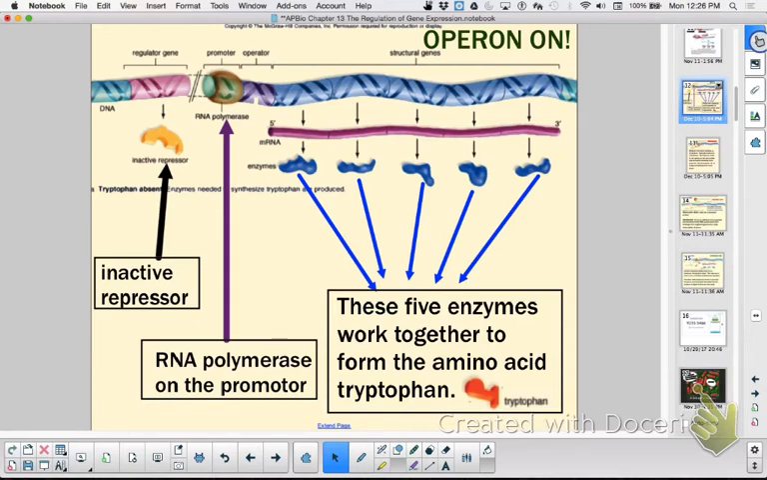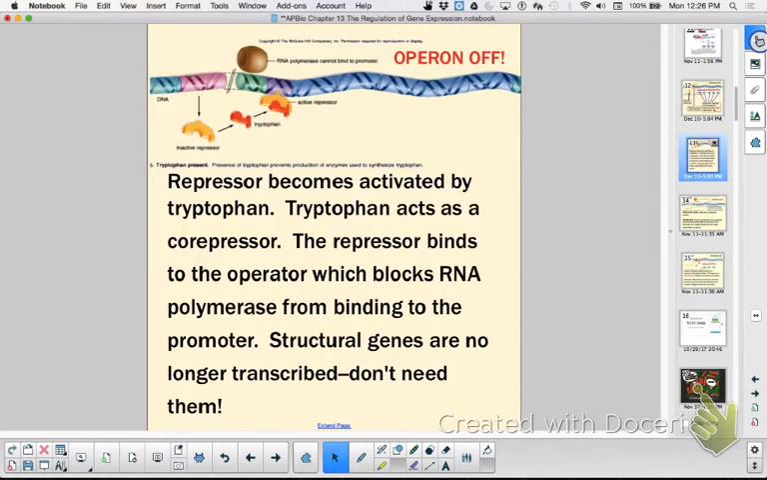Once I have enough tryptophan and I don't need any more tryptophan, I don't want to keep making it because it's wasting. So now the tryptophan will bind to our inactive repressor and make our repressor active, turn our repressor on, so our operon is off. Because I don't need any more tryptophan. And when I run out of tryptophan, I run out of co-repressor. It acts as a co-repressor. And so therefore, I ran out of tryptophan, I want to turn that operon back on so I can make more of it.